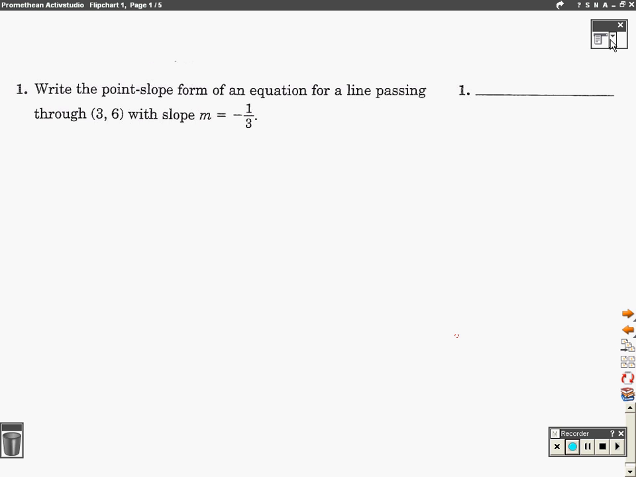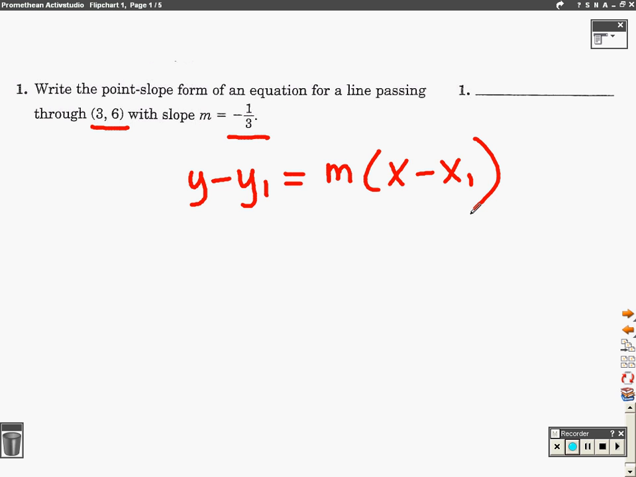First of all, what's the point-slope form of an equation? It gives us a point and the slope. The first thing you want to do is write down point-slope form: y minus y1 is equal to m times x minus x1. So essentially, here are your points x1 and y1, and it's actually easier than you think. All you have to do is put in these three numbers and just leave it.